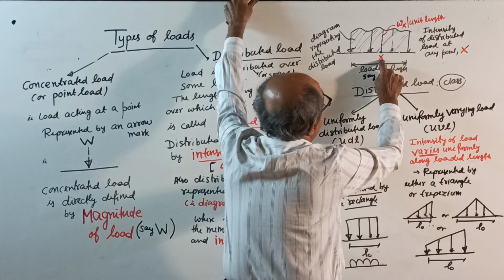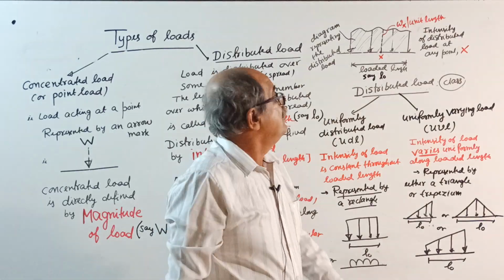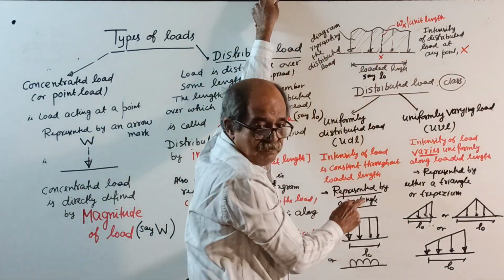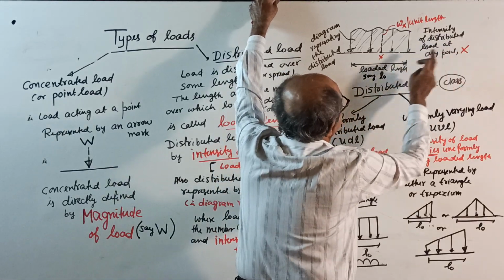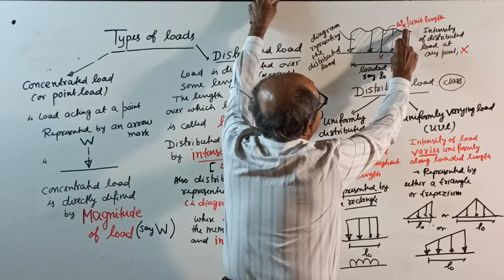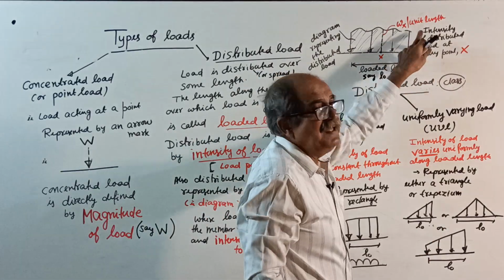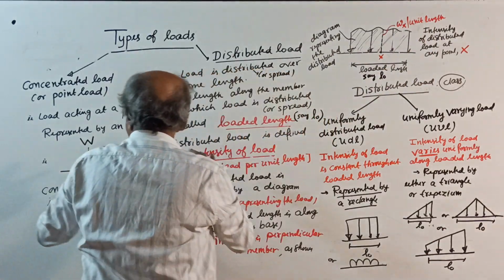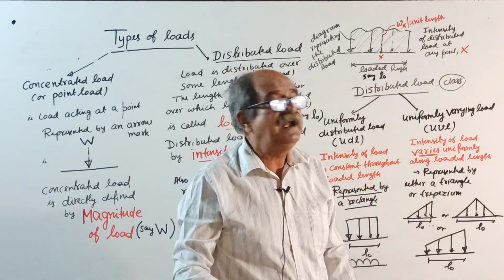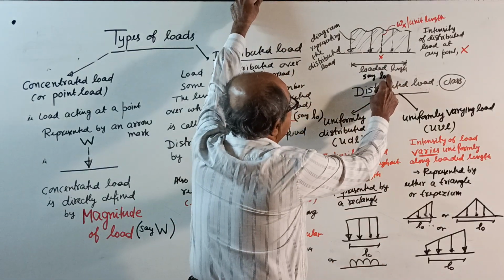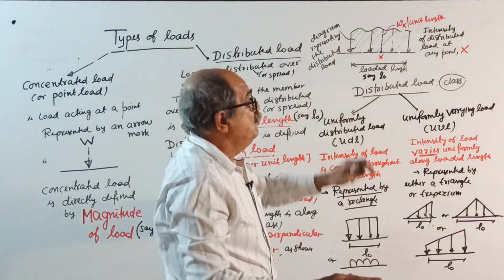See, at any point x, you can see here the intensity is varying. Therefore, at any point x, I take a random point. The intensity of distributed load at any point x is W suffix x. It is not W into x, it is W suffix x per unit length. I will explain this one. So here directly the magnitude is the intensity, that is the load per unit length. This is the loaded length L naught.